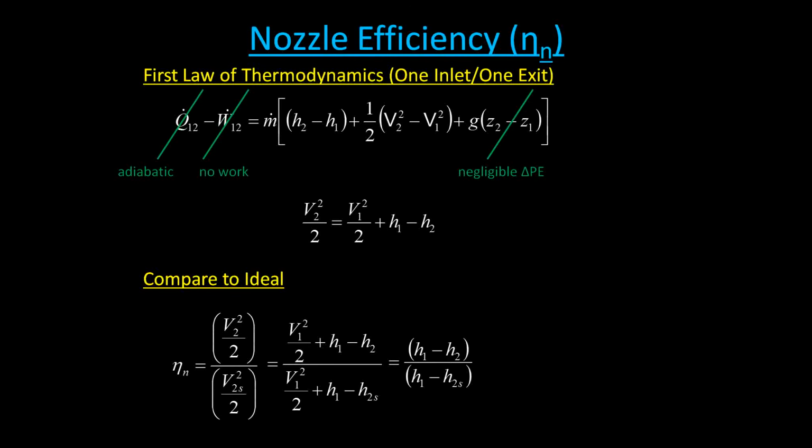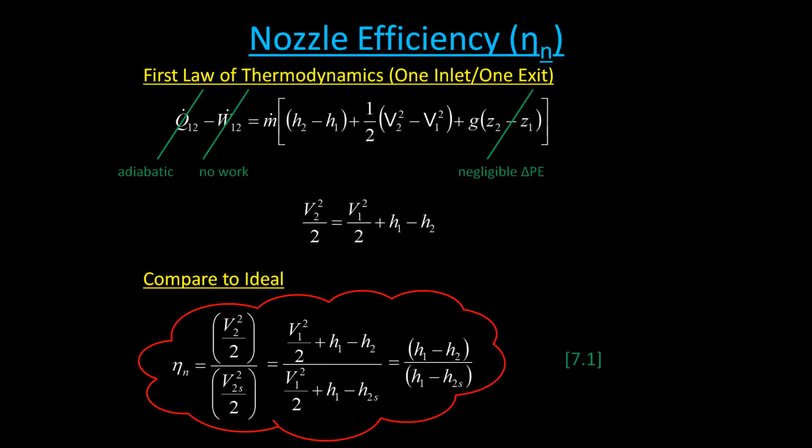Now, if you can make the assumption that the velocity at state 1 is negligible, that would mean you'd have to have a pretty big nozzle change so that the velocity at state 1 is pretty small in comparison to the velocity at state 2. Then we can simplify it further to enthalpy 1 minus enthalpy 2 over enthalpy 1 minus enthalpy 2s.